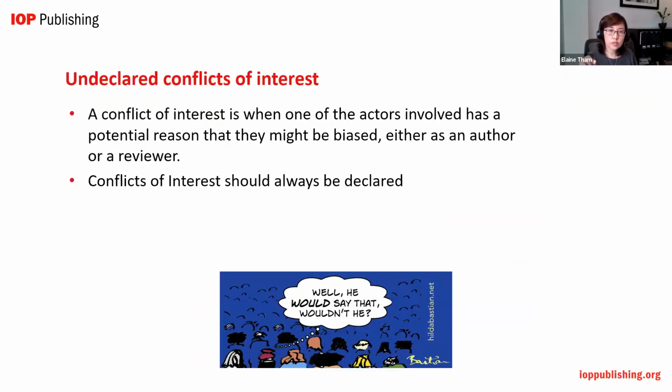A good paper should always include information on any relevant conflicts of interest. A conflict of interest is when the author may have a potential reason why they are biased. Additionally, reviewers may also have a conflict of interest and should also declare it if so. Now, this situation can be very difficult to spot, but it might be detected in the funding statement or acknowledgements. And sometimes we're alerted by whistleblowers, although this is usually after publication.